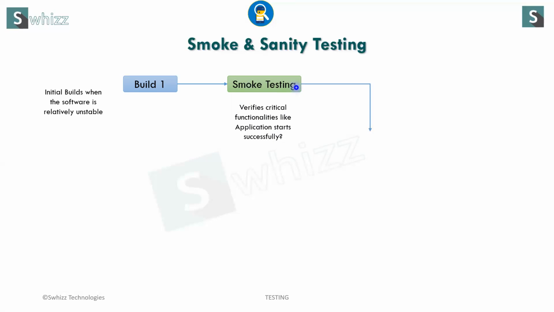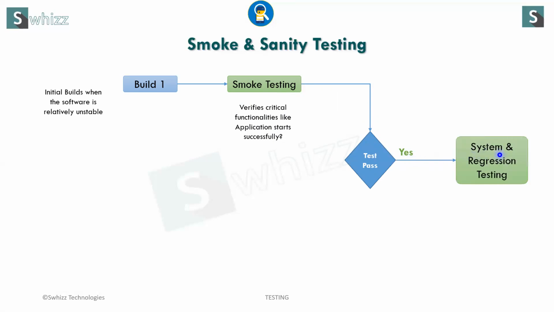Once the smoke testing results have passed, you can happily move on to system testing and also regression testing. But if the test you performed on the build is not passed, what do you have to do? If a critical functionality is not working fine, you have to report that as a bug to the development team who sent this build to you.